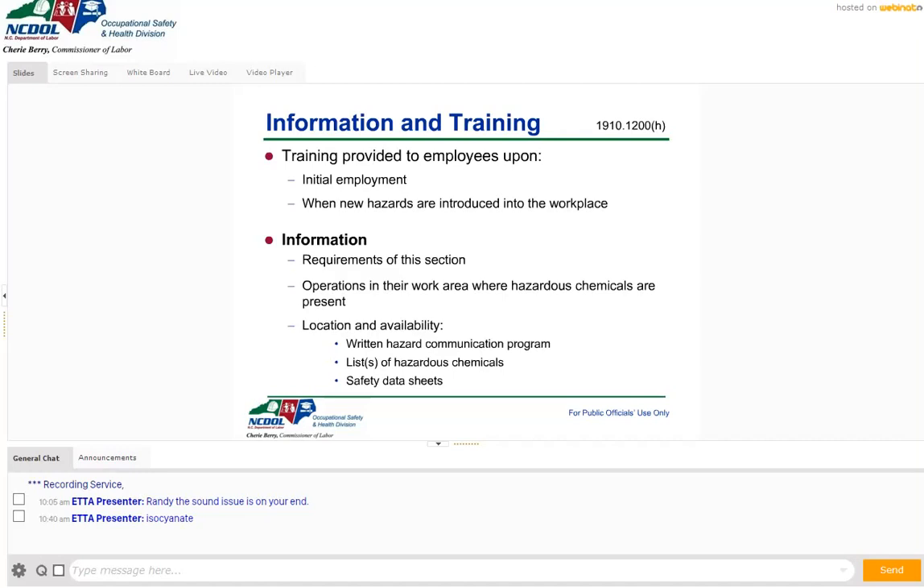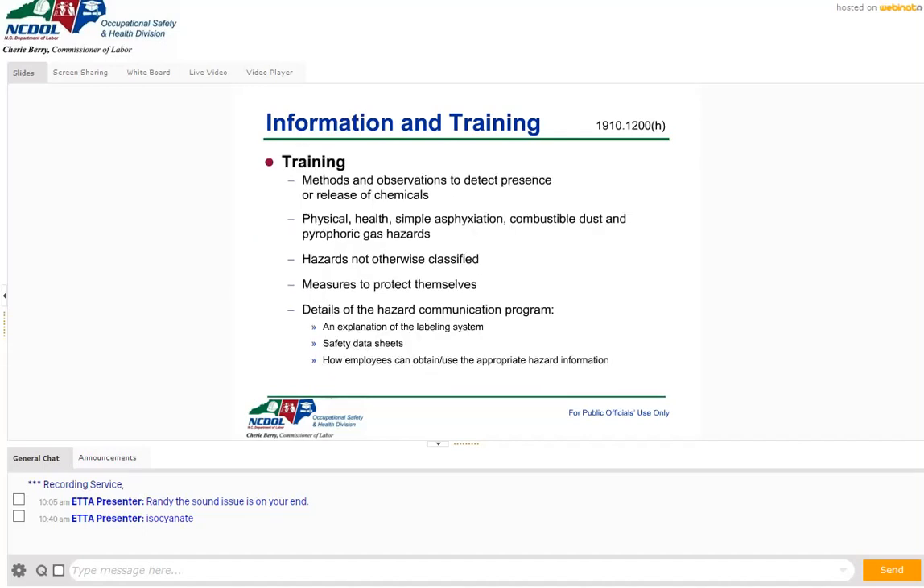They're going to need to know where the written program is. They need to know where the list of hazardous chemicals is, and they need to know how to readily access their safety data sheets. Okay.